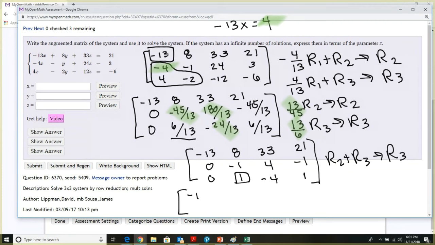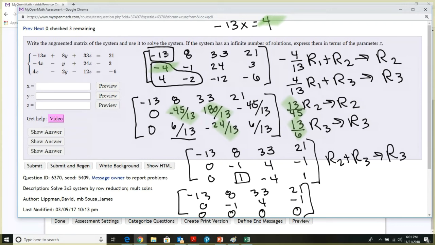Again, we're not changing the top one. We're not changing the second one. But I'm adding these two together. 0 plus 0 is 0. Negative 1 plus 1 is 0. 4 plus negative 4, 0. Negative 1 plus 1, 0.